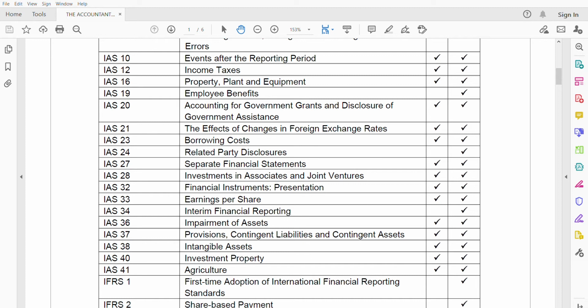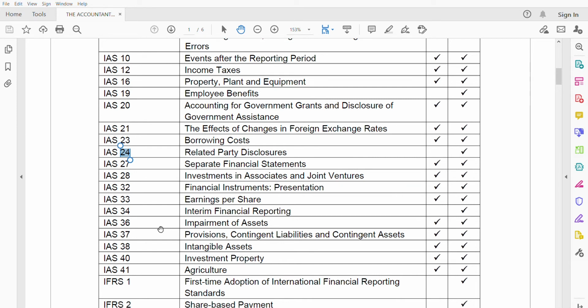Let me take you to related party disclosure, which is IAS 24. IAS 24 is not there in financial reporting. It is there in SBR, so this is something which is going to be new for you. Rest everything is done. IAS 32, IAS 33, earnings per share.